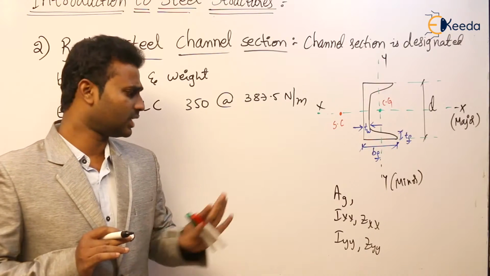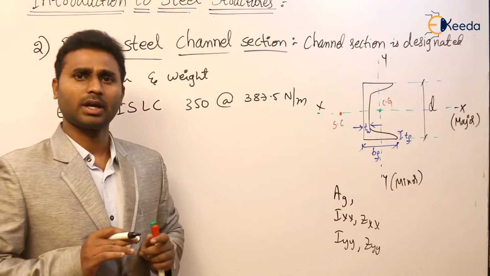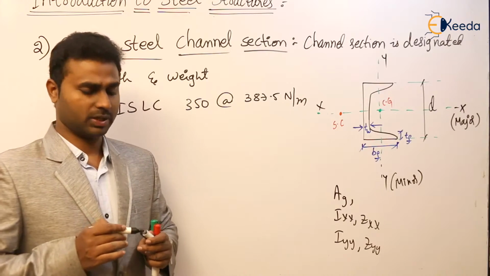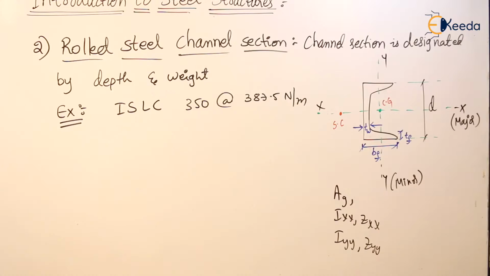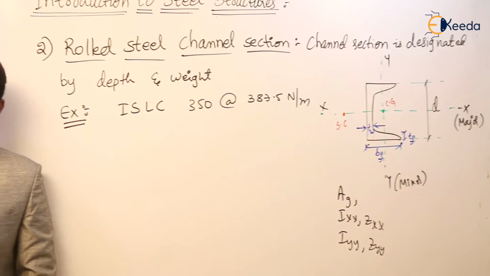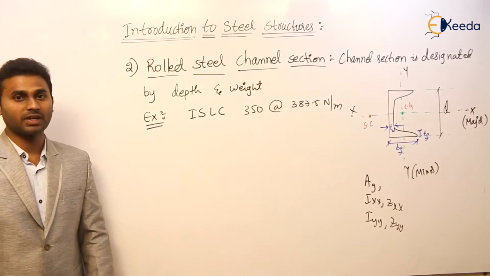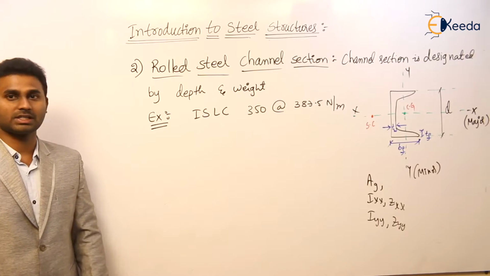So wherever it is required, there we have to provide this channel section based on the requirement. So take it down. Now let us see the types of channel sections. As we have seen the 5 types of I section that have been manufactured, in the same way, let us see the types of channel sections.